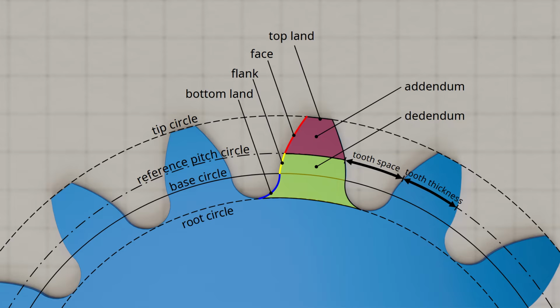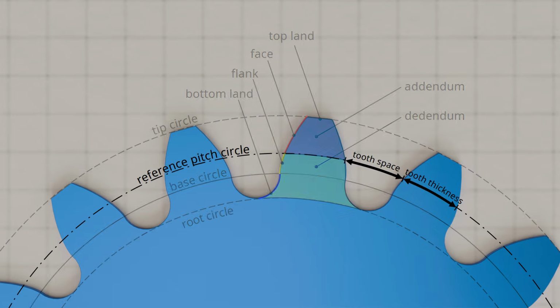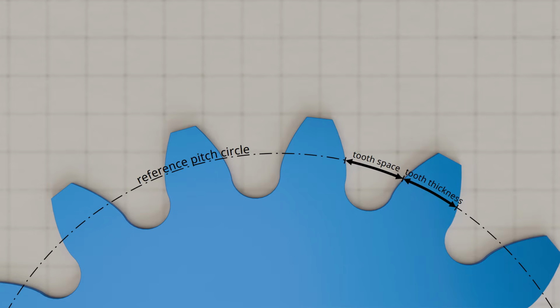It should also be noted that the root circle does not always have to be smaller than the base circle. Especially for gears with a large number of teeth, the root circle diameter may well be larger than the base circle diameter. Let us take a quick look at the significance of the reference pitch circle.